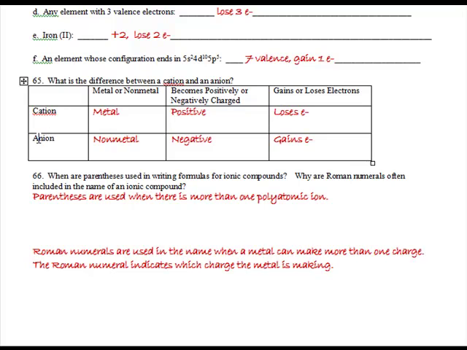Anions, there's 2 N's in the word anion. One can stand for nonmetal. This N is nonmetal. The other N is negative. Anions are negative nonmetals, and they become negative because they gain electrons. They have more negatives, so now they're negative.